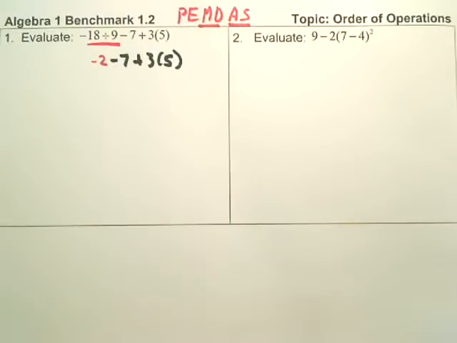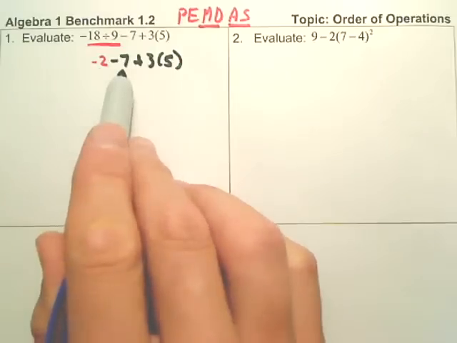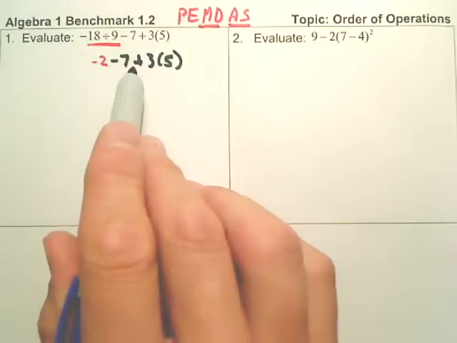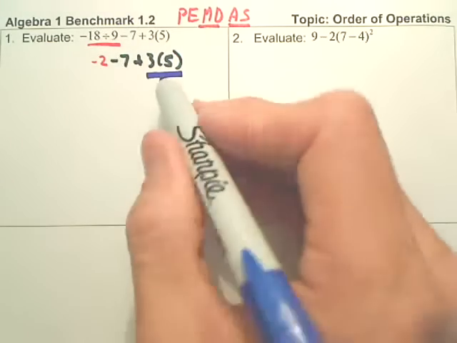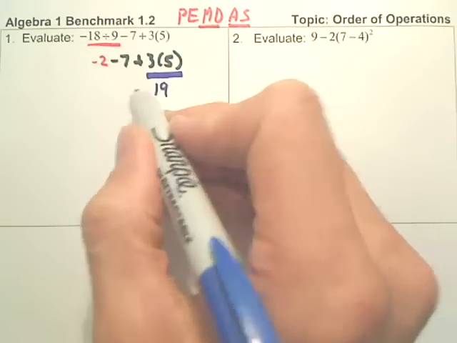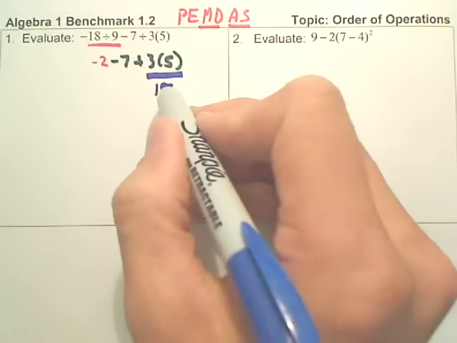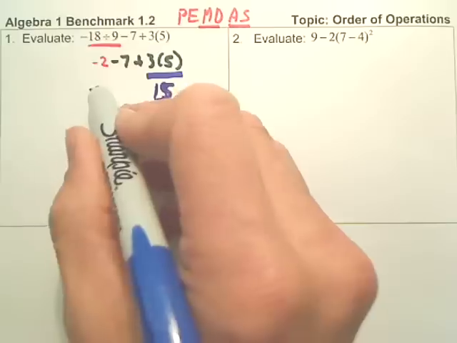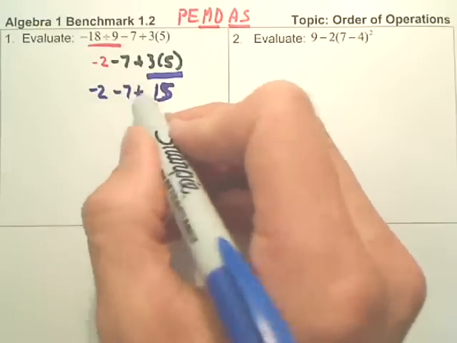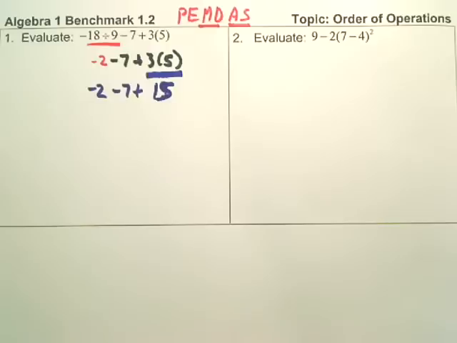Okay, now let's keep looking at it. That's a minus, that's a plus. We're looking for multiplying and dividing. There's a multiply. What does that give us? 15. That's minus 2, minus 7, plus the 15.